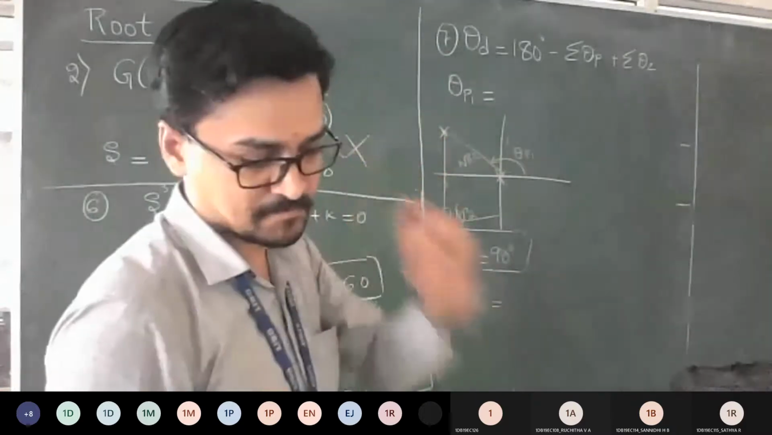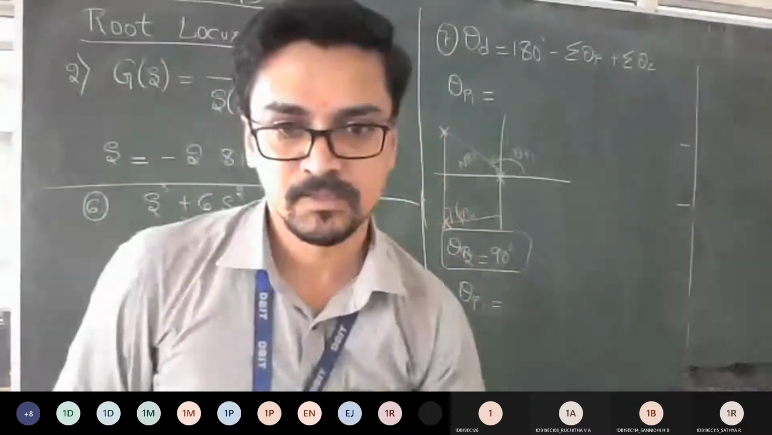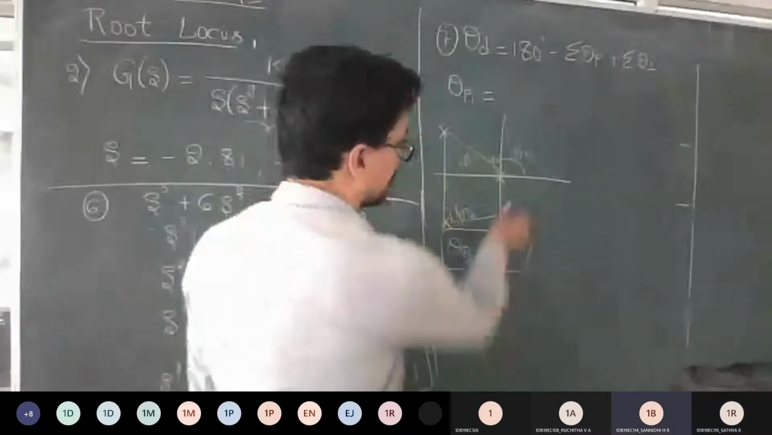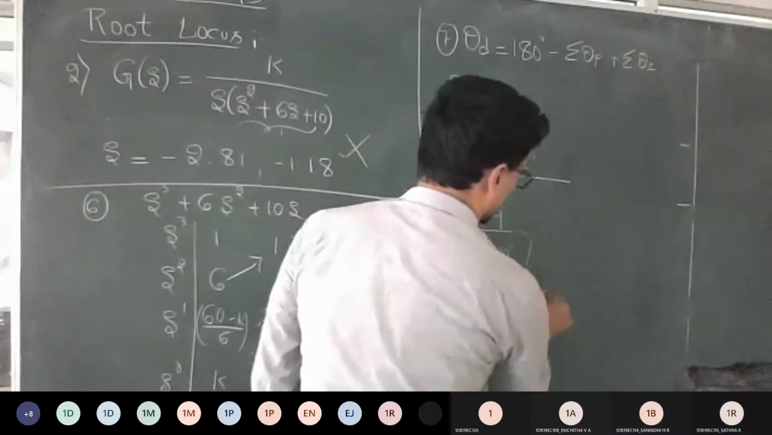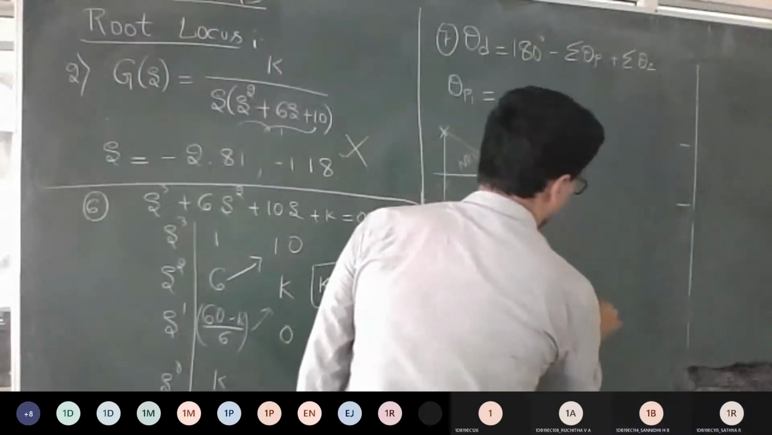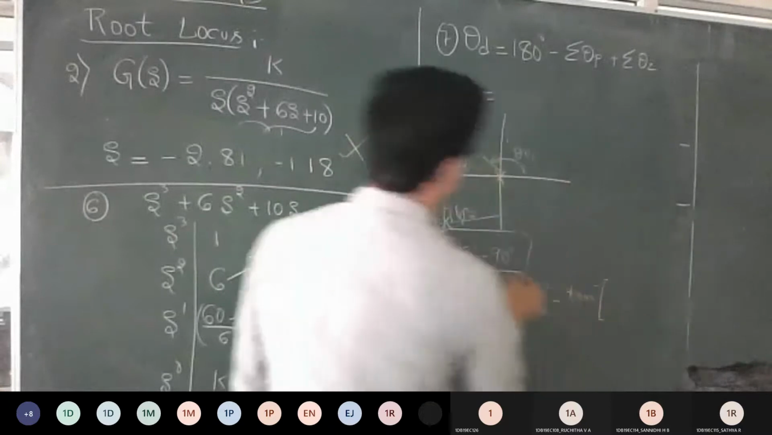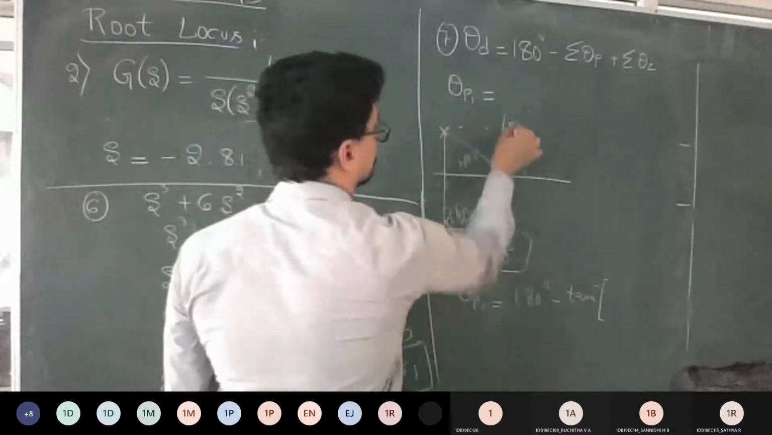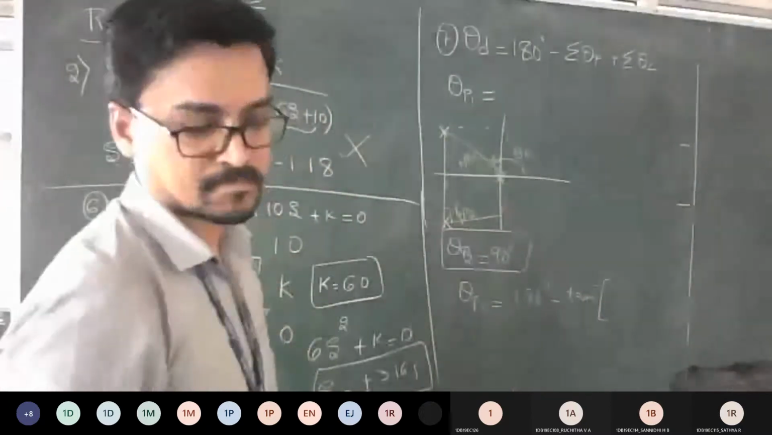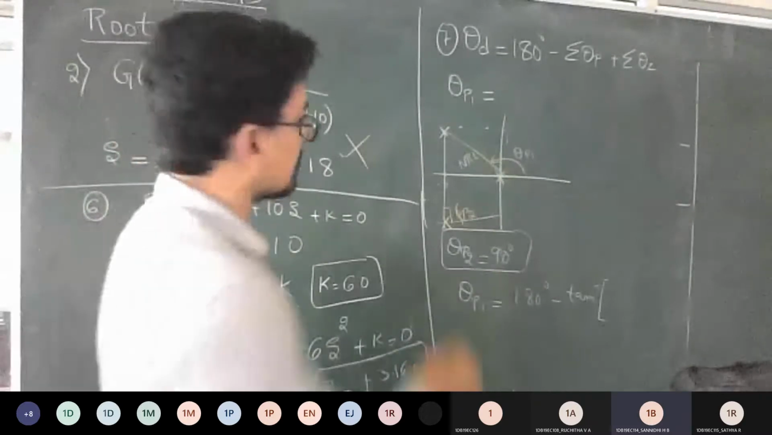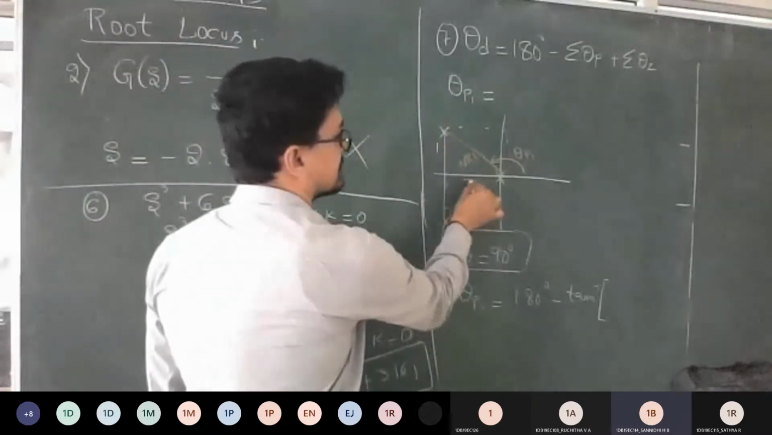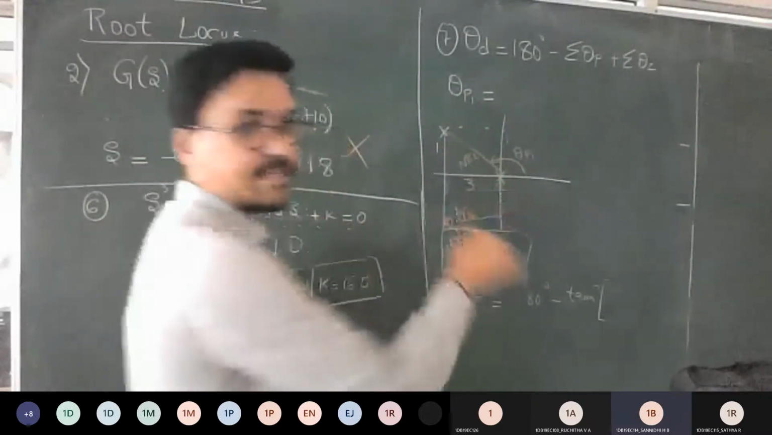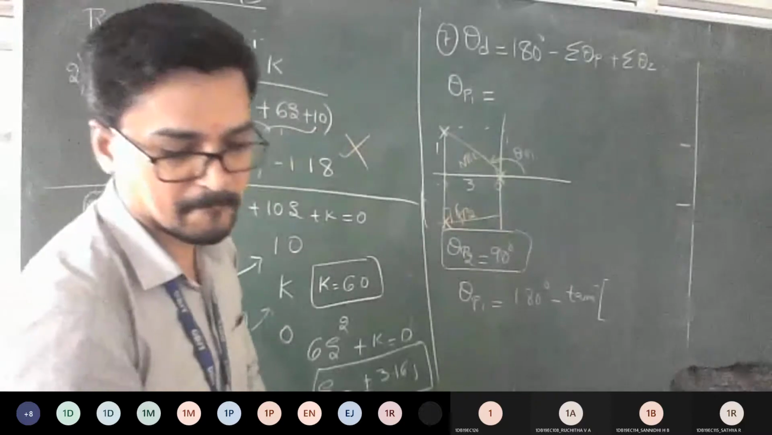What should be done? 180 minus tan inverse. Good. So from this I want 180 minus tan inverse of y by x. What is y and what is x now? Y is 1 and this is 3, right? From 0 to 3, the distance. Correct?